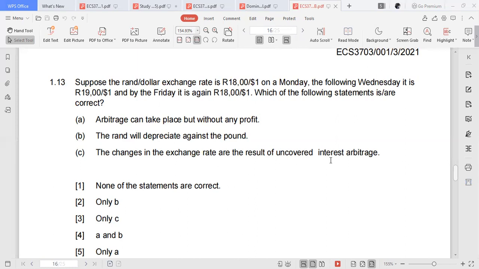So we do not have interest here on this statement. So option 1 becomes our answer.